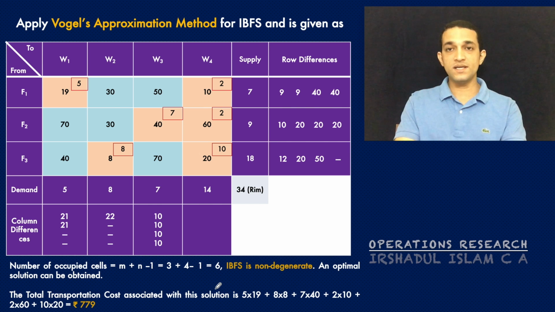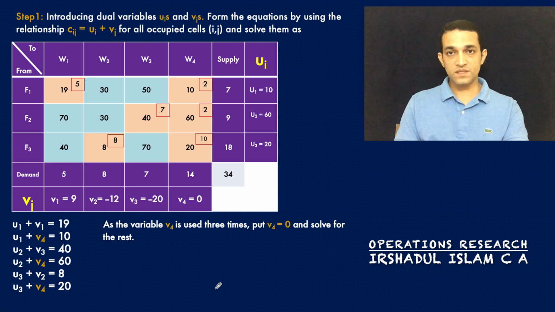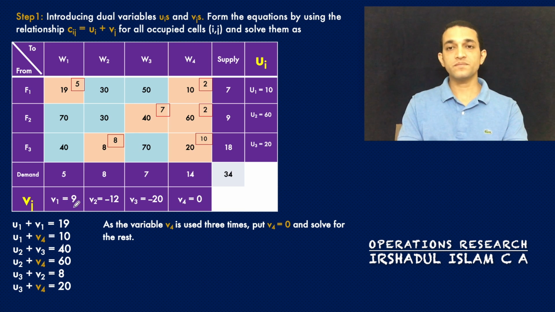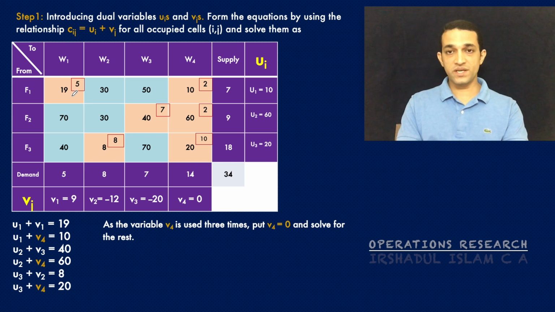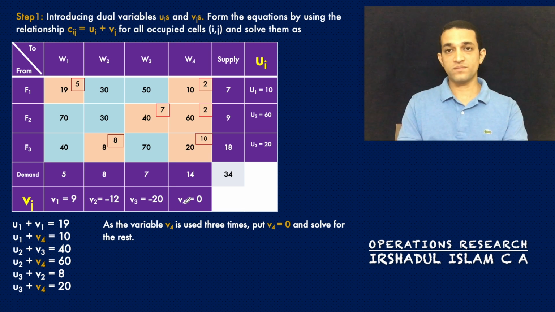This is a non-degenerate initial basic feasible solution. So take this to calculate optimality. As per the algorithm, the first step is introducing new variables ui and vj into this IBFS. We will form the equations with the help of the relationship Cij equal to ui plus vj for all the occupied cells. We have 6 occupied cells. We will name the variables u1, u2, u3, v1, v2, v3 and v4.